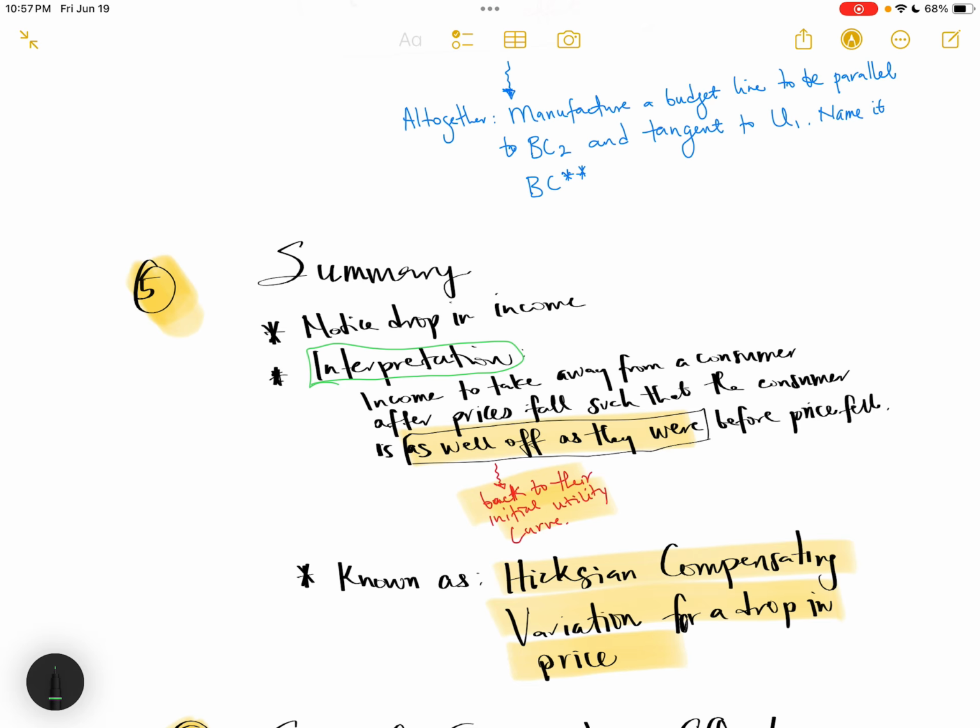Now, that will be known as Hicksian compensating variation for a hike in price. But with this example, or with this scenario that we are painting, it is the Hicksian compensating variation for a drop in price. When there's a drop in price, we could tax the consumer to take some money away from them or to reduce their income such that the consumer feels exactly as well off as they were before the price fell.